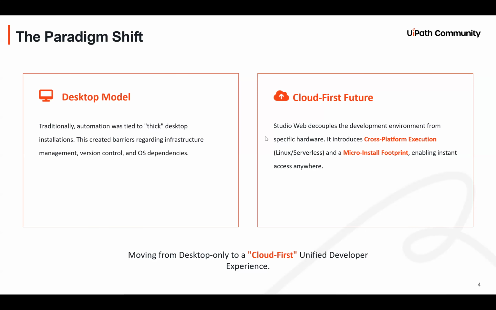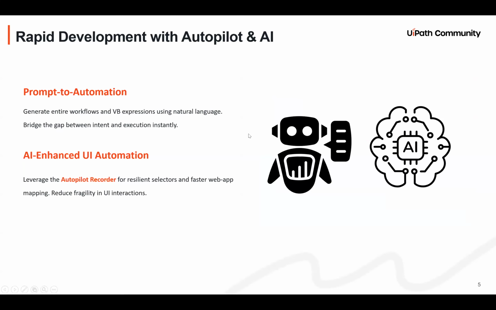So now we saw what is the basic difference. Then again, there are a few benefits we are getting out of the box when we use Studio Web. One of the advantages I would say is native support for Autopilot and AI. Though we have Autopilot available for developers in Studio Desktop as well, in Studio Web it is kind of native.